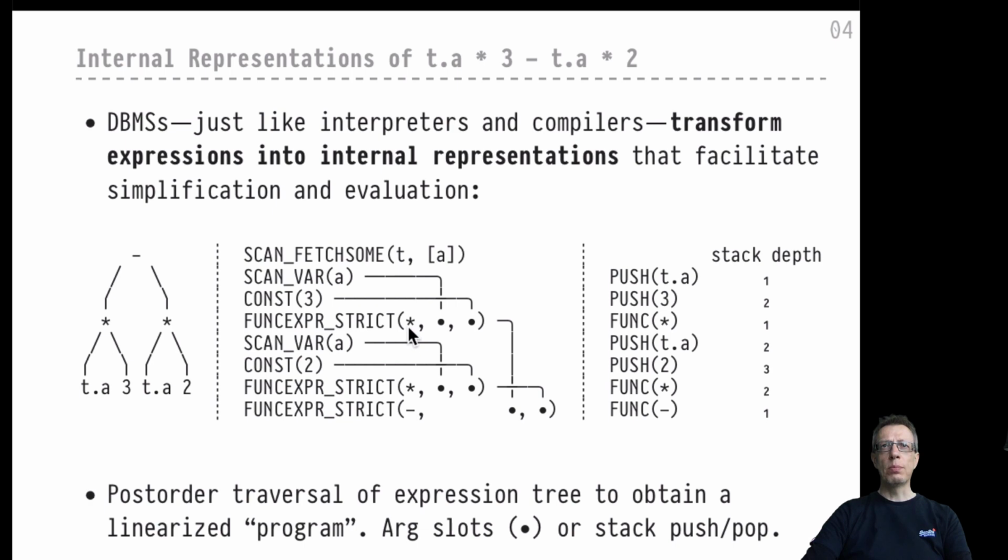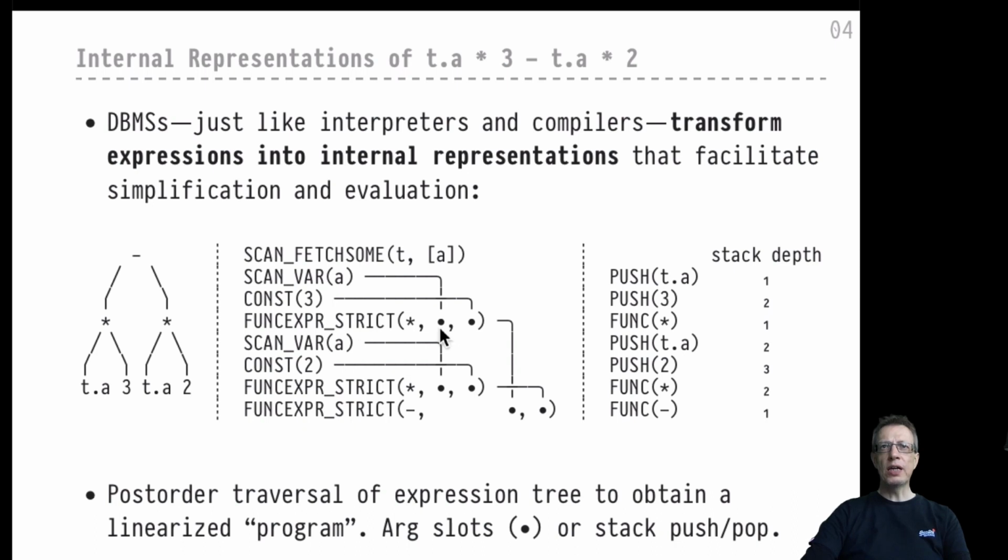The other argument of the multiplication is just the constant 3, and it would be just placed here, ready for consumption by the multiplication. You see that the multiplication is invoked by a generic function expression evaluation opcode. So this invokes the function. The first argument of this function expression strict would be invoked, and its arguments would be these two slots. All right. The strict is an indicator that we indeed need both arguments.